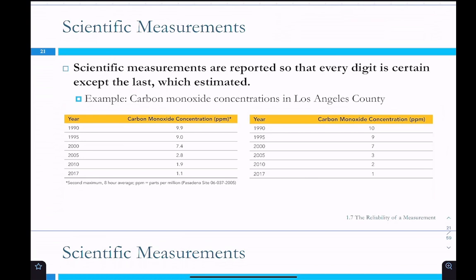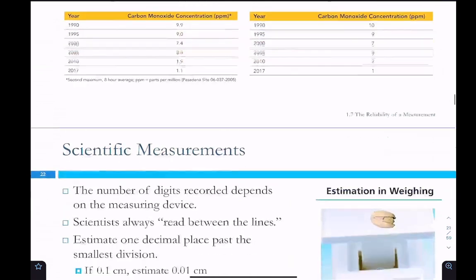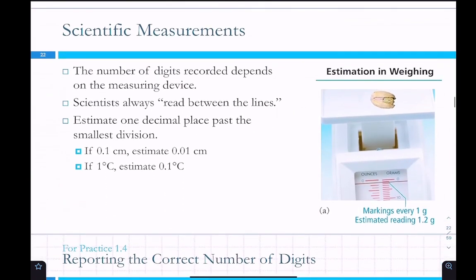So like here, there's the carbon monoxide concentrations in Los Angeles County. One is made here with a tens place, right? And then this other one is made without that. Depending on how the data is collected and then calculated, you might need one or the other. And that number of digits recorded is going to depend on the measuring device. So scientists always read between the lines. It's kind of in more ways than one. So you always want to estimate one decimal place past the smallest division.